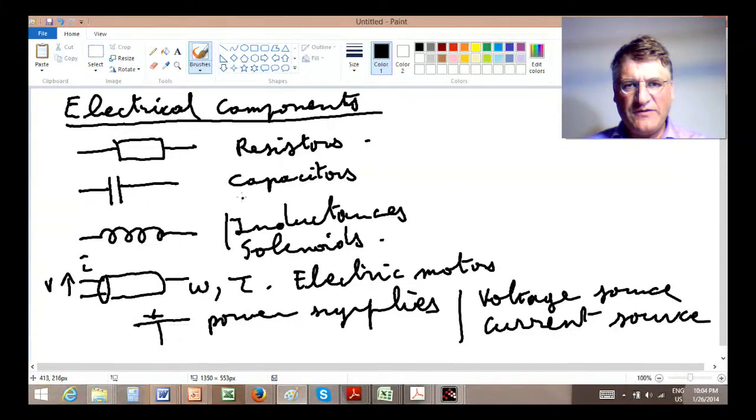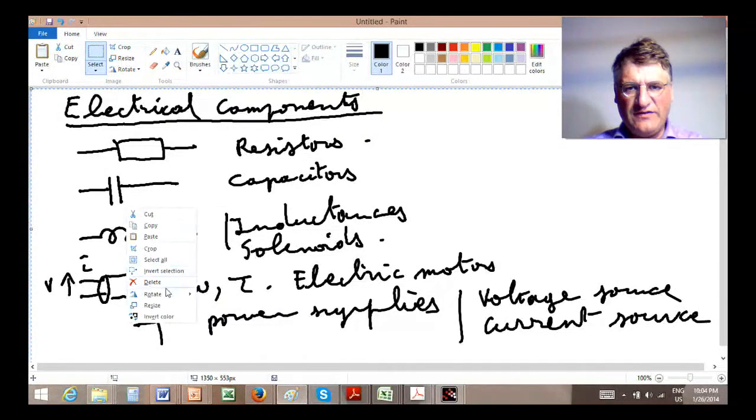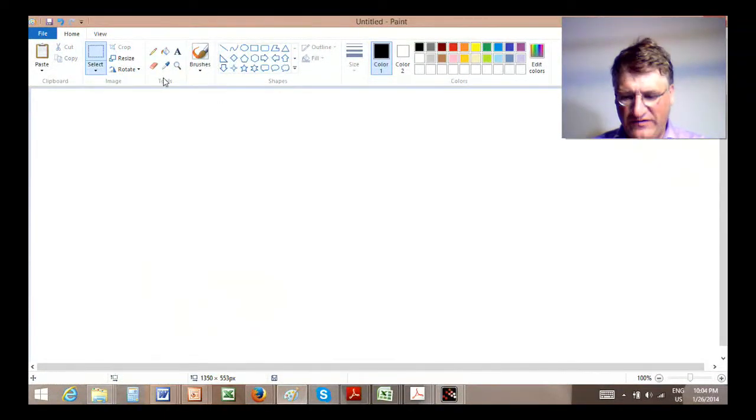So let us begin and describe how these components work. For that, we will begin with resistors. Why? Because they are the simplest items.